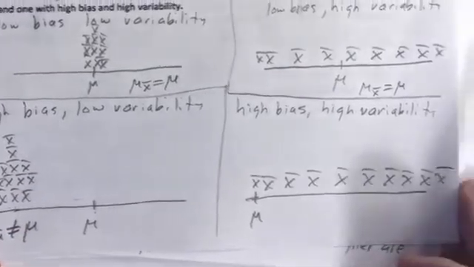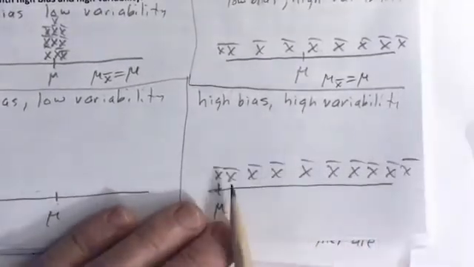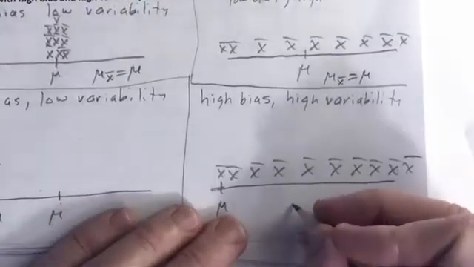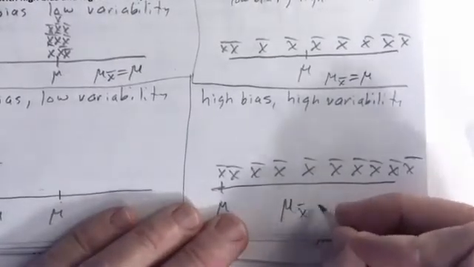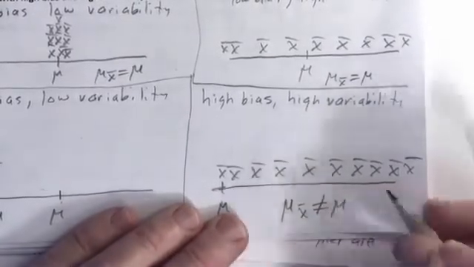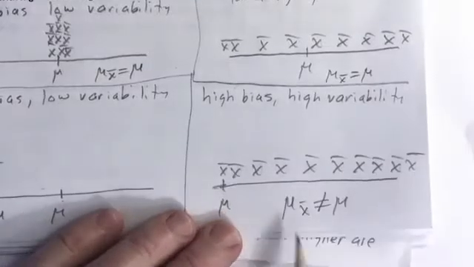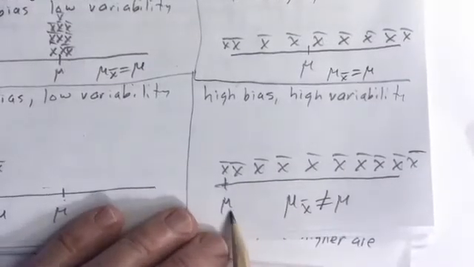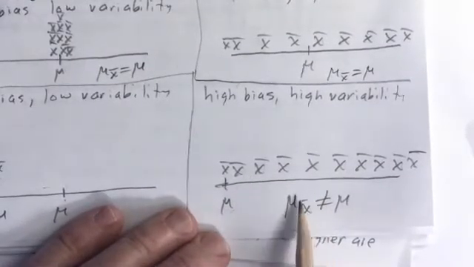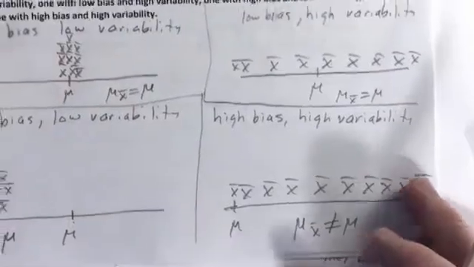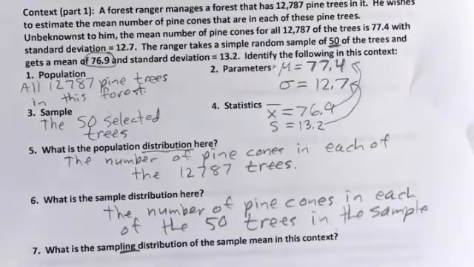And then we have this high bias, high variability. The numbers are really spread out, so it's high variability. The mean of the X bars is certainly not equal to mu. And so that is a bias situation. Now, 1 or 2 of the X bars may be close over here, but the average of the X bars is not equal to mu. So that is pictures of high bias. And that concept and those drawings are popular things on the AP exam.